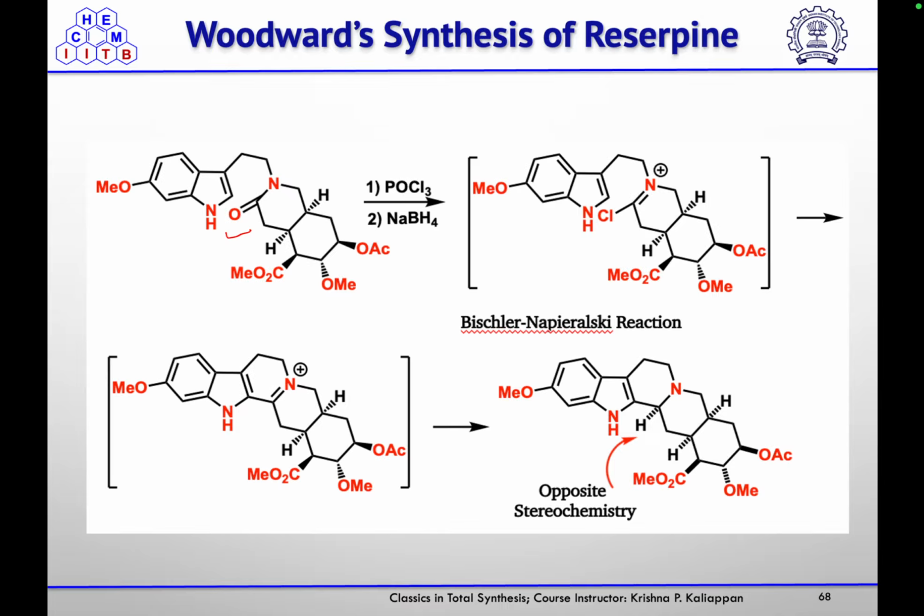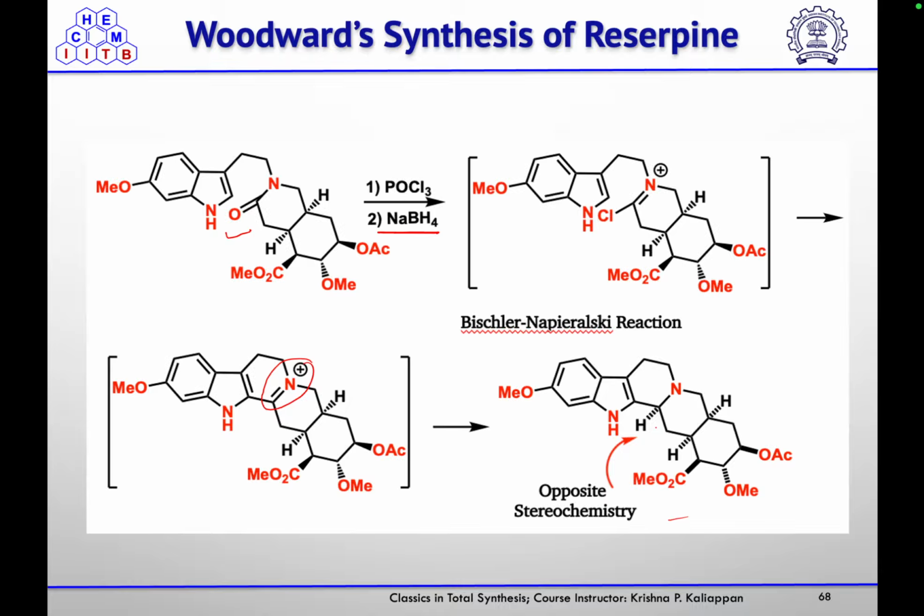For that purpose, first that iminium chloride, the alpha chloroimine, will form. Then that indole will attack that alpha chloroimine to form the cyclized product, and then nitrogen will push the electron density and chlorine will leave to get this imine. They reduced this using sodium borohydride to get the corresponding amine.